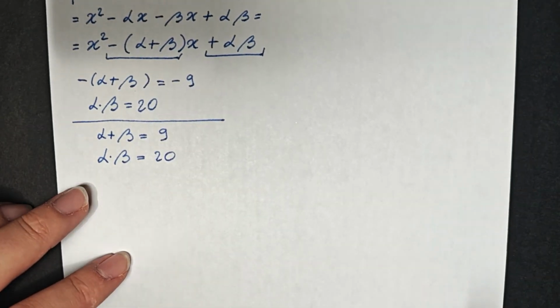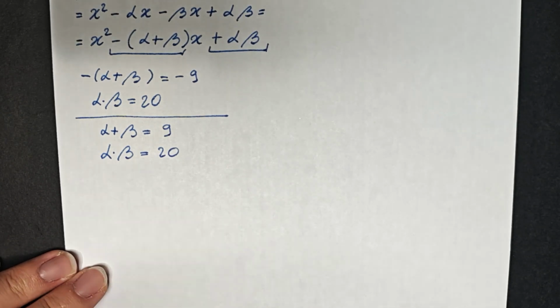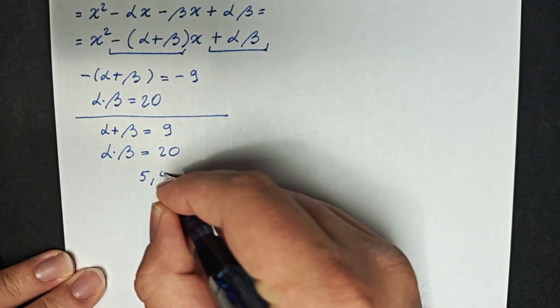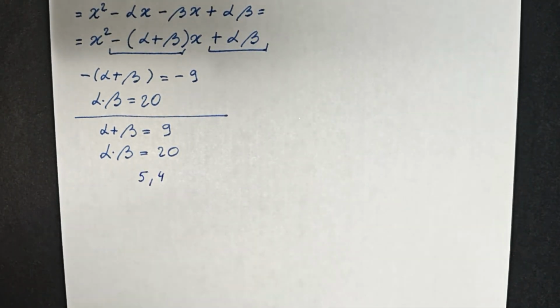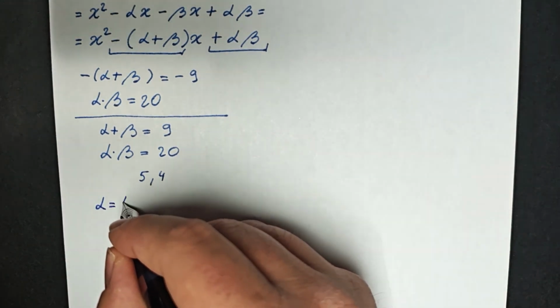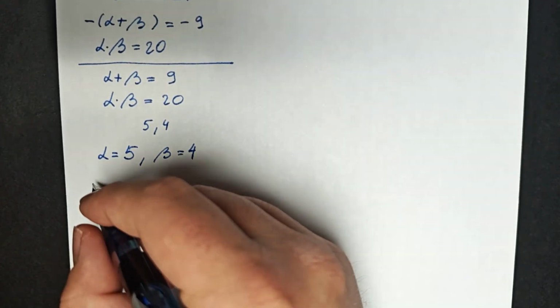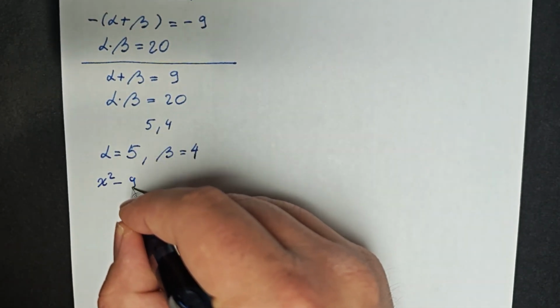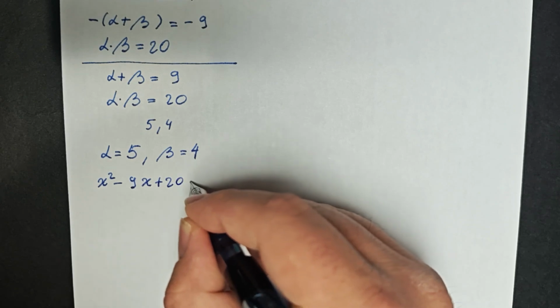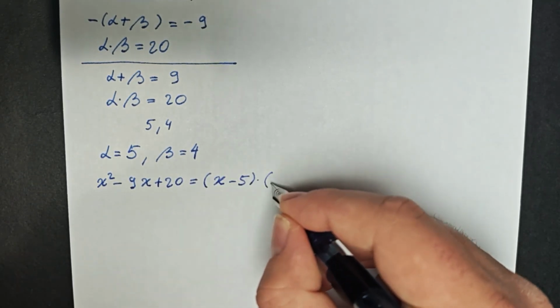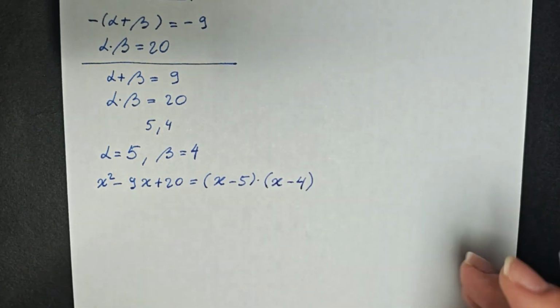This system of equations is easy to solve. We can straight away see that numbers 5 and 4 are the solutions of this system of equations. So let's put that alpha is equal to 5 and beta is equal to 4, and then we get that x squared minus 9x plus 20 can be factored out as x minus 5 multiplied by x minus 4.